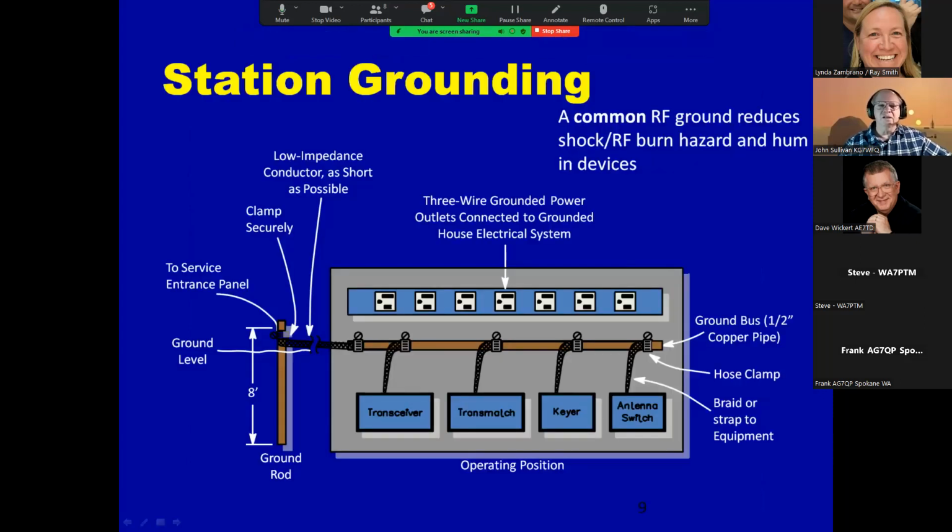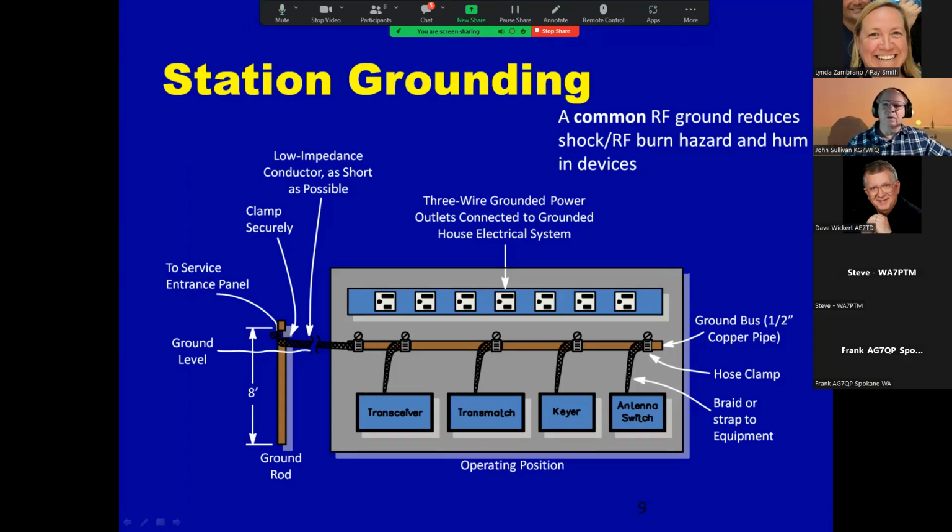Let's take a look at station grounding. You can see in this illustration here, we've got your grounded electrical outlets. That's one thing, but you want to have a common RF ground to reduce the hazards with all your equipment. You can see they've got the transceiver and some various other things connected to a ground bus, in this case a copper pipe, which then is connected to a ground rod that's in the earth.